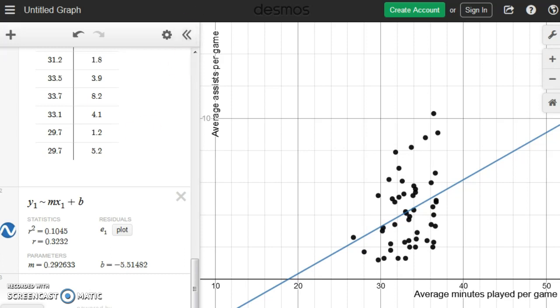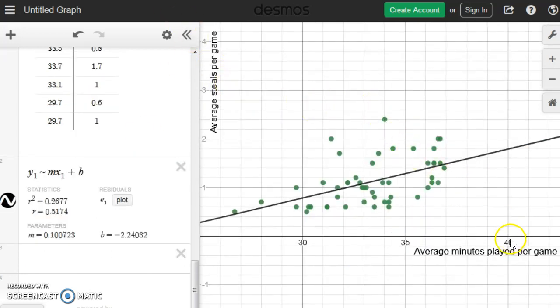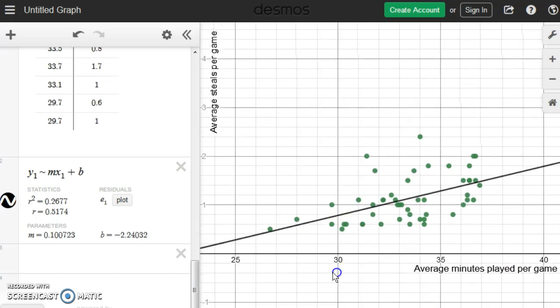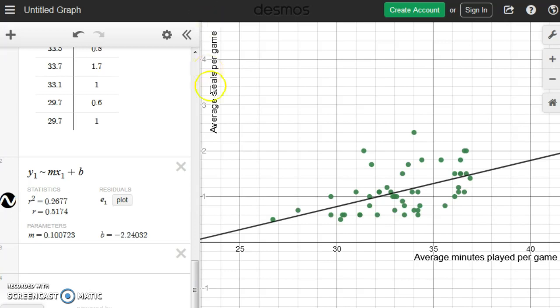Now on to the last one, which is average steals per game and average minutes played per game. We can see that it's a stronger correlation than with the assists, but it's less than points. And that would make sense because steals are more self-centered. If you want to make a steal, you don't need another person to go along with you. It's you that has to make the action.